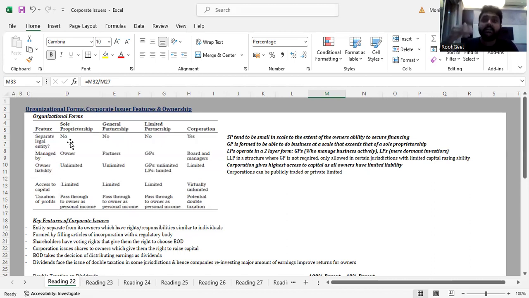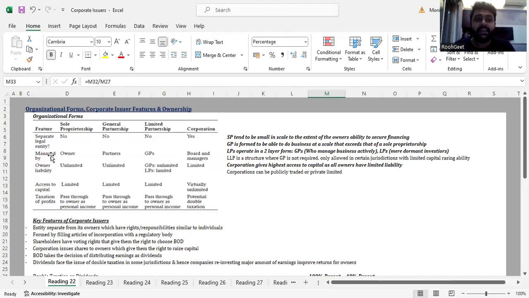Okay, it is just like a new human being. It is a different body created in which you will have ownership stakes. Okay, so it is a different form. So basically any publicly listed company which you see, let's say Reliance, Infosys, whatever, are all corporation form.